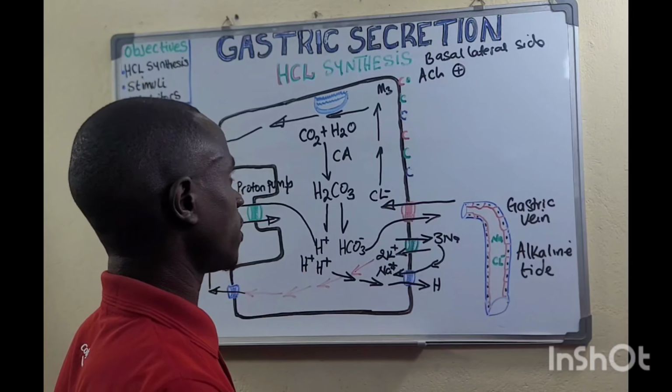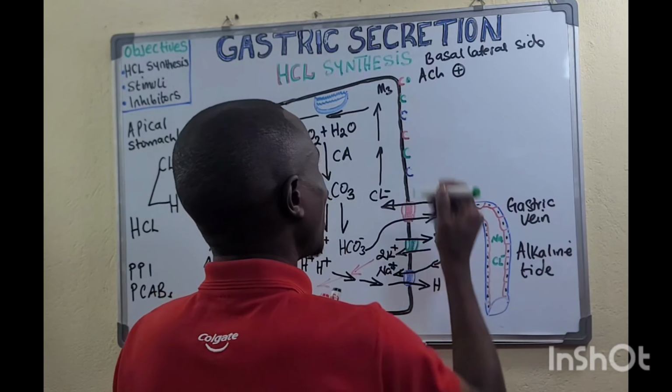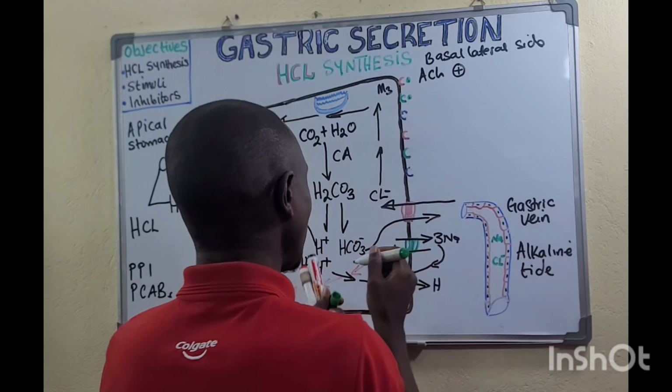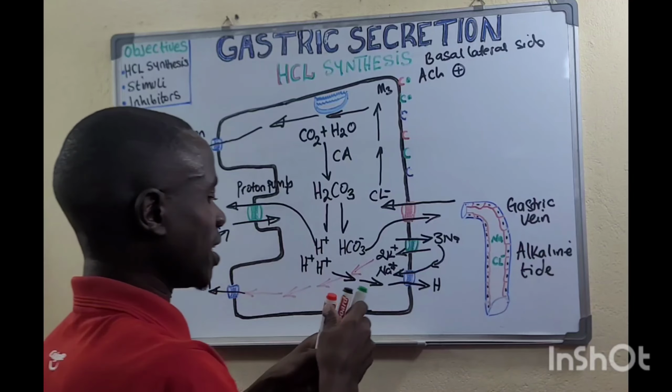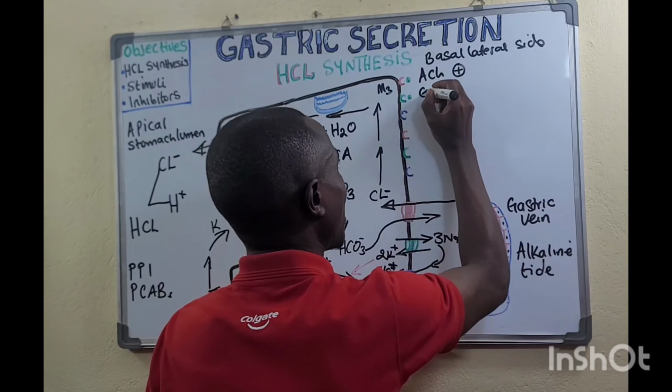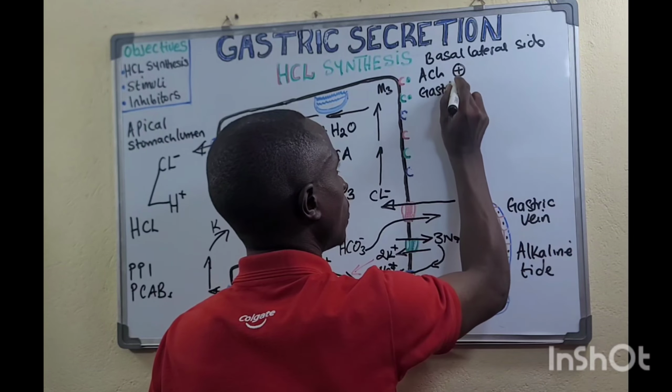Such another beautiful thing. Then the second molecule that can stimulate the parietal cell to produce hydrochloric acid is what we call gastrin.